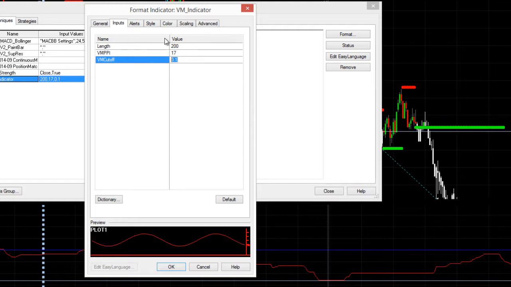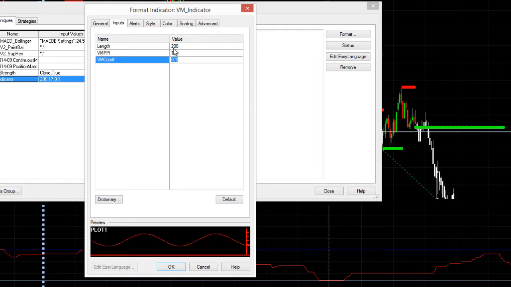The idea with this indicator is that it's measuring volatility in the market, based around price movement. If there's not a lot of price movement, then our VM number will be low. If there's good volatility and good price movement, then our VM indicator will climb, and you'll see that when we have a look at the indicator itself.